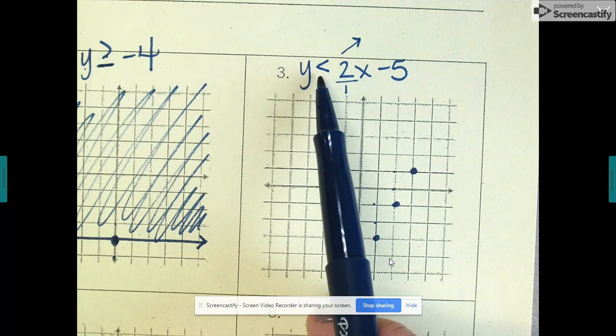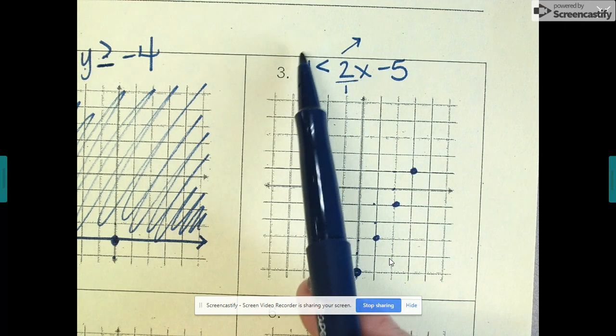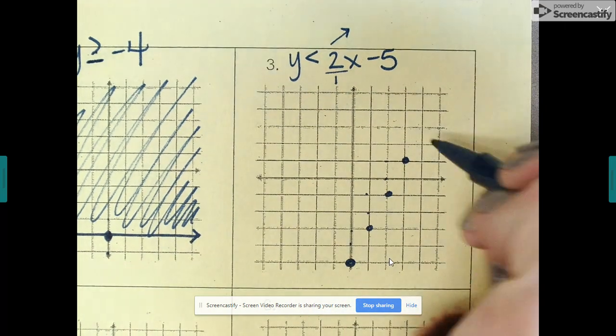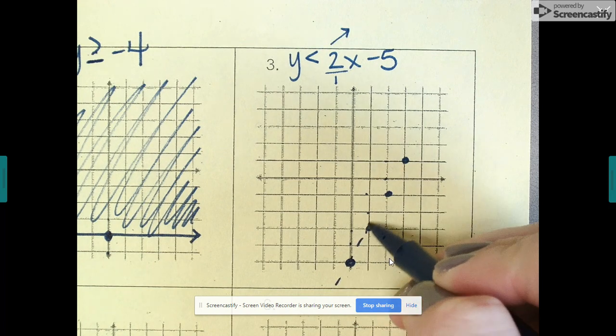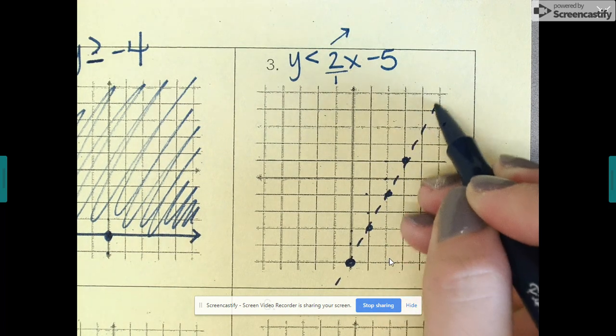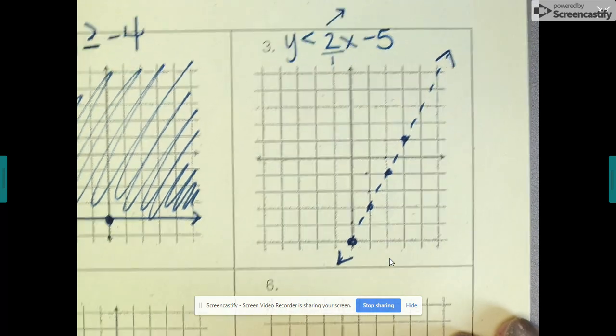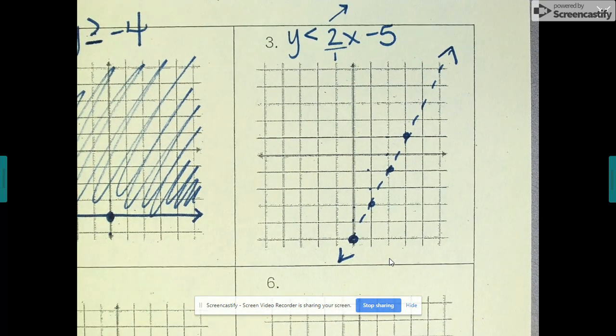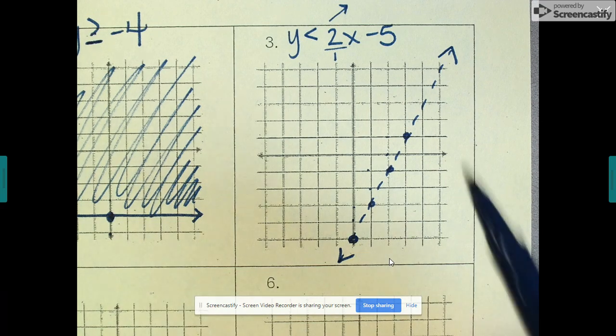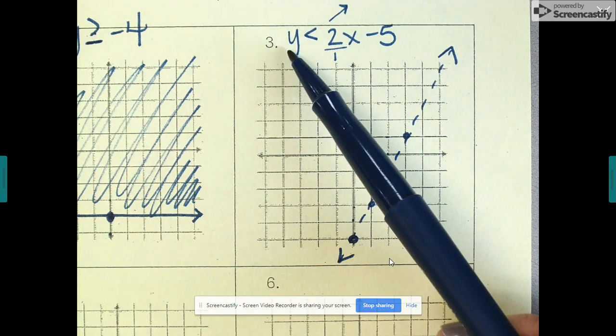If it's solid, it's got a line underneath. This one would be dotted, it's got no line underneath. So I'm going to dot through and make sure we still do our arrows. Remember, arrows tell us that it goes on forever, it's never ending. Okay? Then it says y is less than.